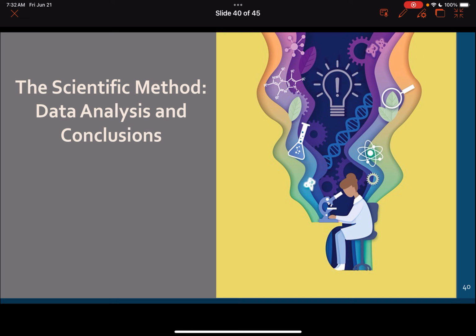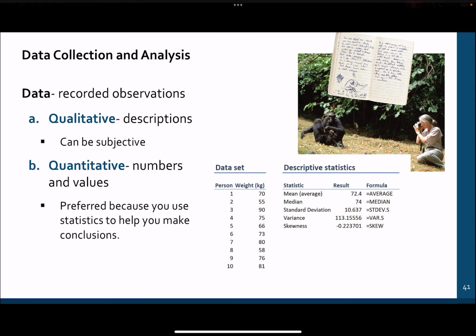After we have collected all of our data from our experiment, the last step is to analyze that data and decide whether or not that data can be used to support or reject our hypothesis. So our data will generally come in one of two forms. And this data is going to be recorded. You're going to make a nice little chart that's going to display all of the information that you have collected.